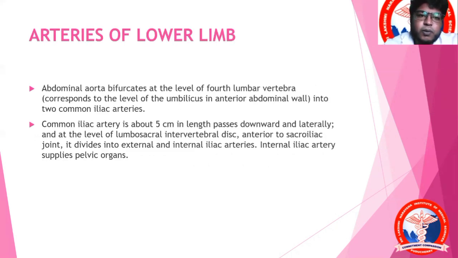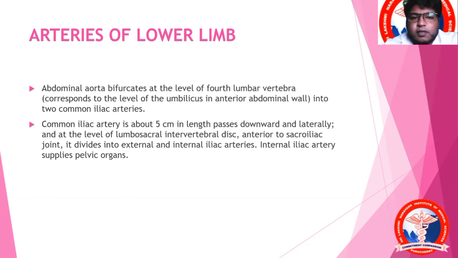Now, arteries of the lower limb. Abdominal aorta bifurcates at the level of fourth lumbar vertebra. It corresponds to the level of umbilicus in the anterior abdominal wall, into the two common iliac arteries.